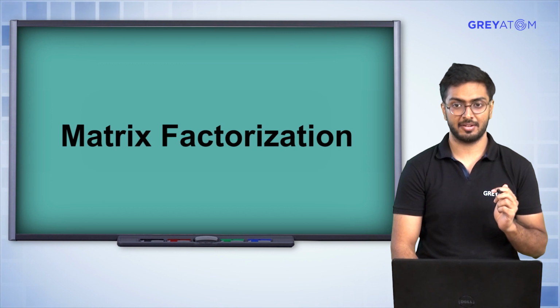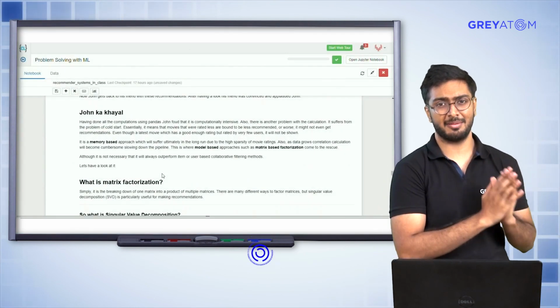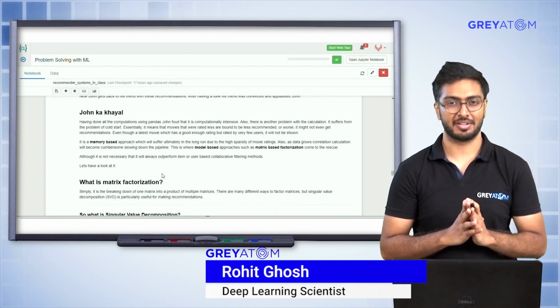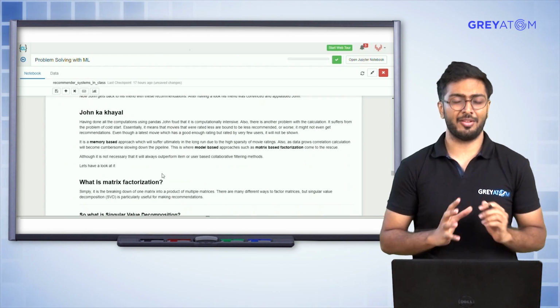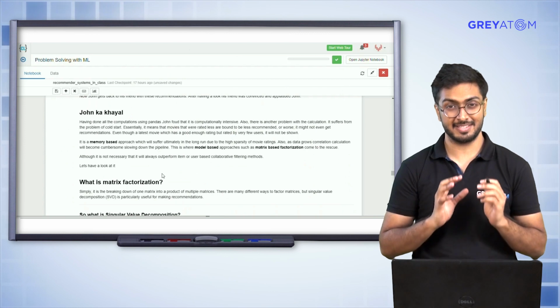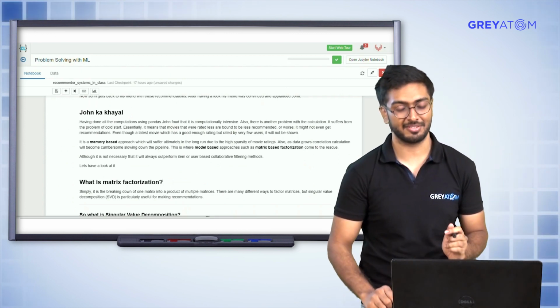So now guys, we are going to talk about matrix factorization. We have discussed already how user collaborative filtering works and how item collaborative filtering works, and all of those are very awesome techniques. Now we are going to talk about something that is very crucial. This is also collaborative filtering.